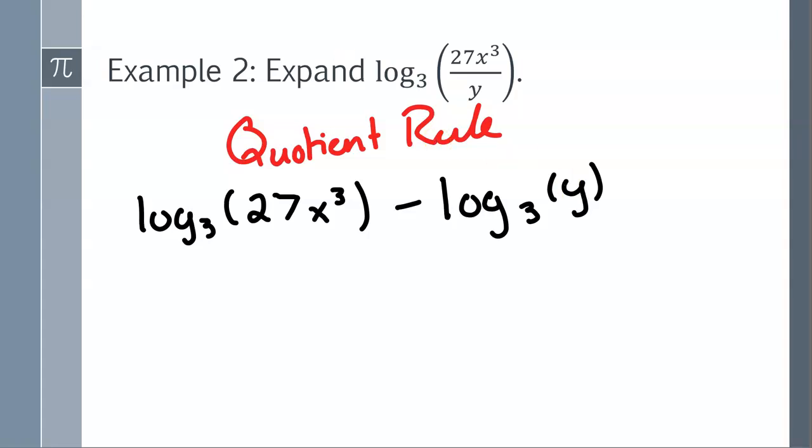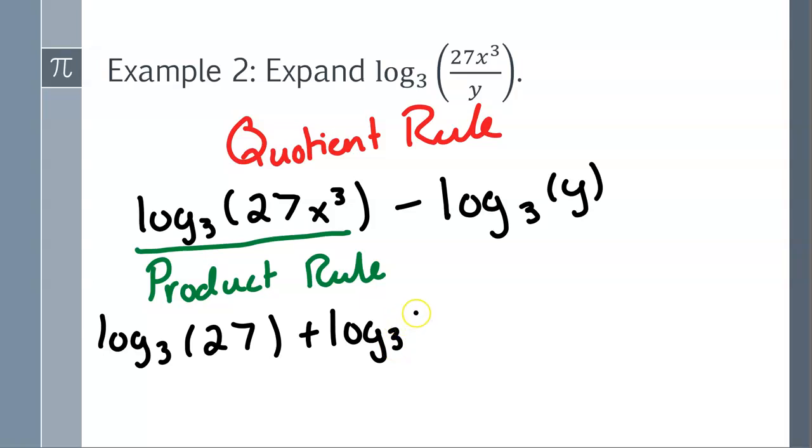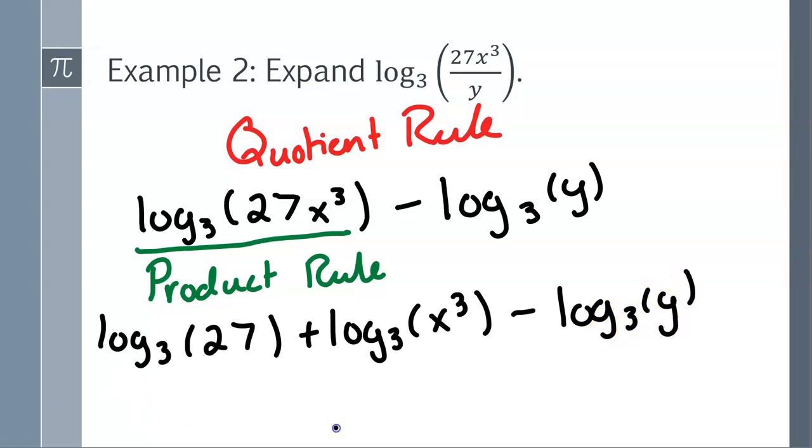Now over here, on the left-hand side, I can use the product rule to separate this. So we'll now have log base 3 of 27 plus log base 3 of x cubed minus log base 3 of y. Now, here's where you want to use the power rule and simplify if possible.